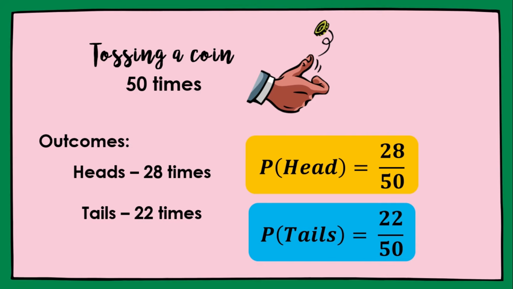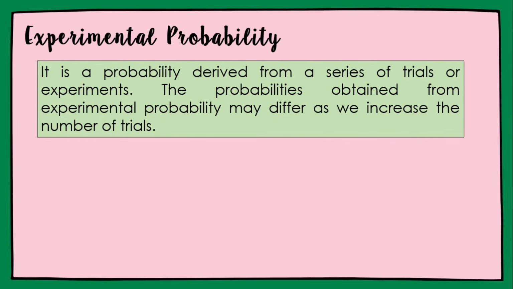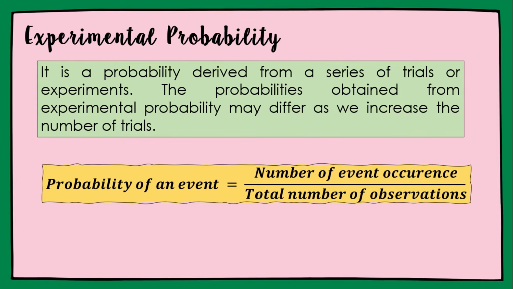Now let's get to know more about experimental probability. It is a probability derived from a series of trials or experiments. The probabilities obtained from an experimental probability may differ as we increase the number of trials. It is because the experimental probability of an event may vary from one experiment to the next. In this one, we can use the formula: probability of an event is equal to the number of event occurrences divided by the total number of observations.